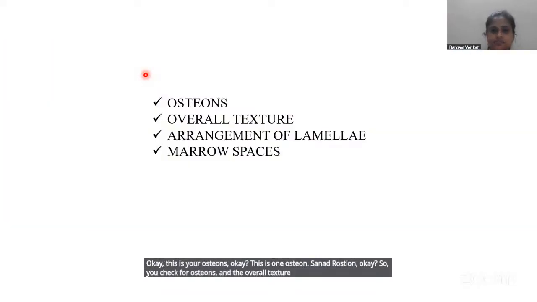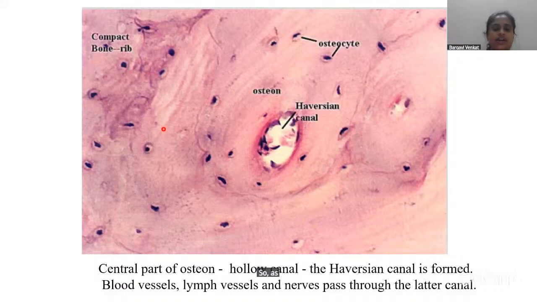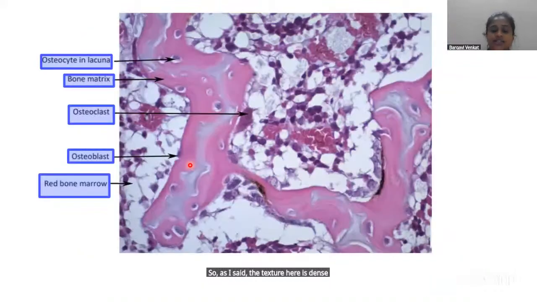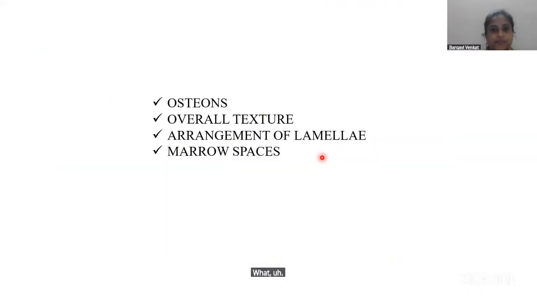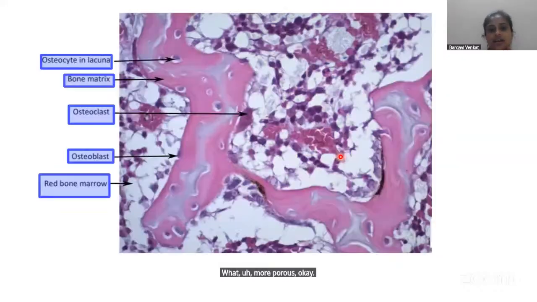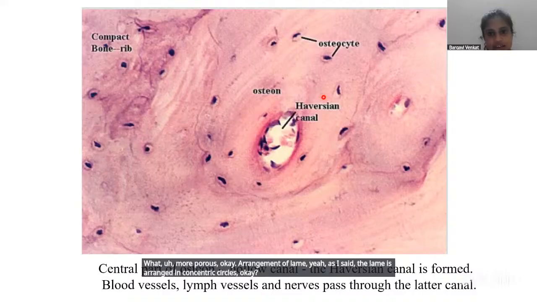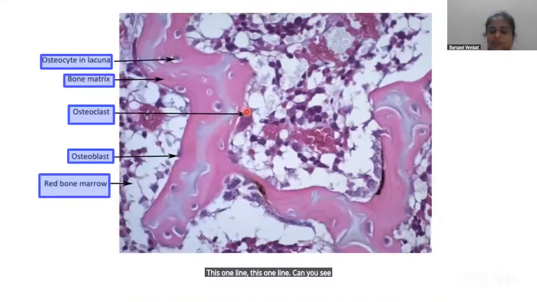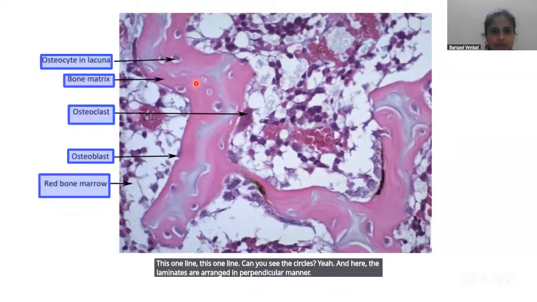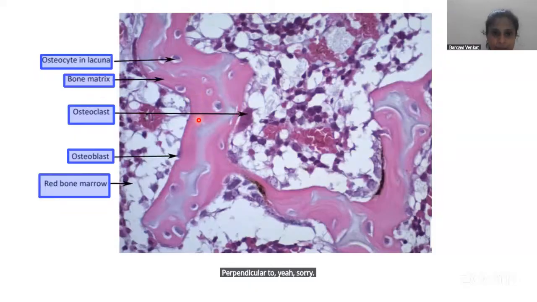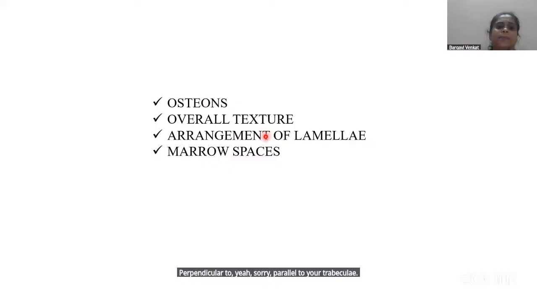As I said, the texture here is dense and smooth, whereas the texture here is what? More porous. Okay. Arrangement of lamellae. As I said, the lamellae are arranged in concentric circles. Okay, this one line. Can you see the circles? And here the lamellae are arranged in a perpendicular manner, parallel to your trabeculae.